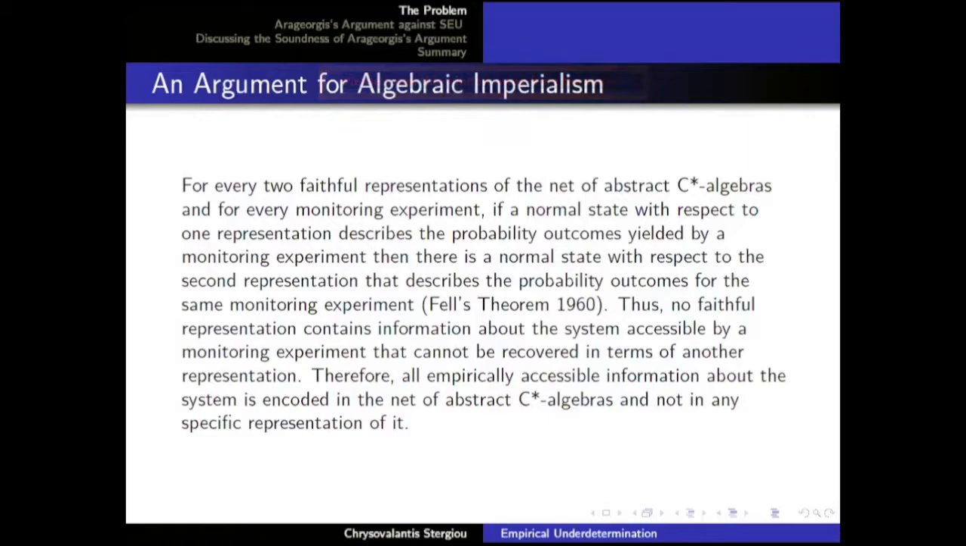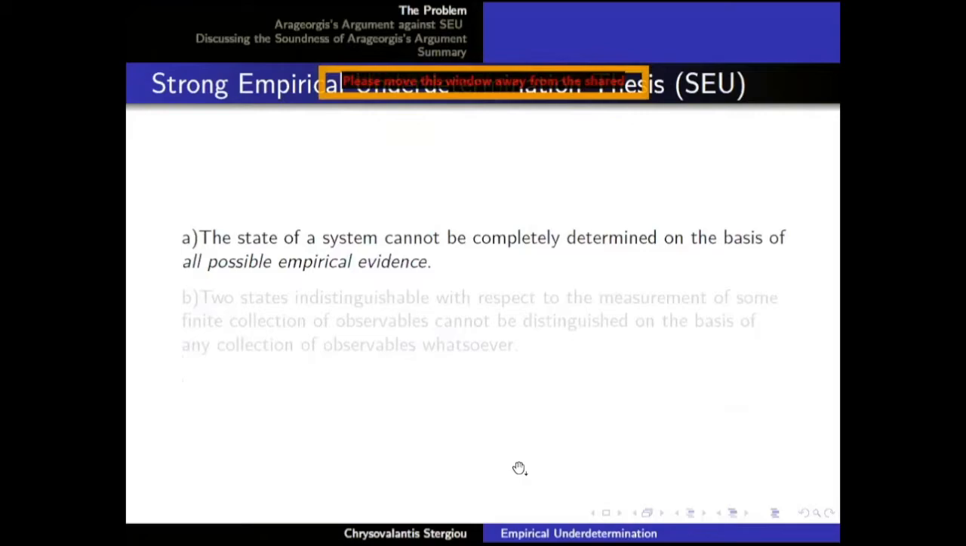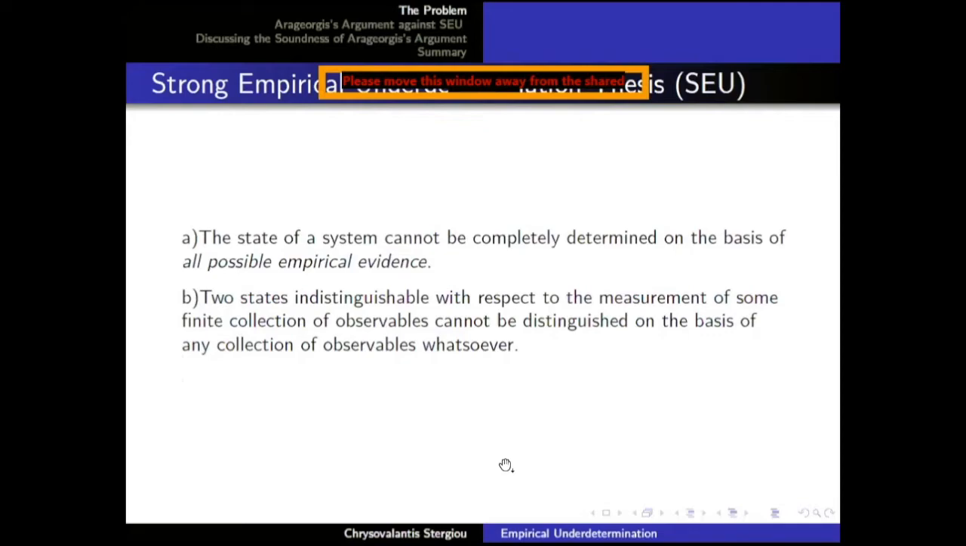Now, this stronger version of the underdetermination thesis goes as follows. The state of a system cannot be completely determined on the basis of all possible empirical evidence now, and two states are indistinguishable with respect to the measurement of some finite collection of observables.